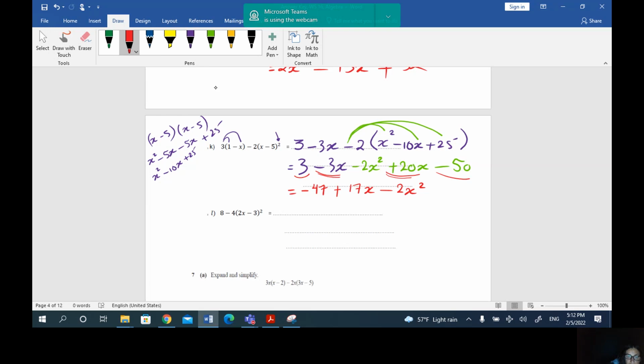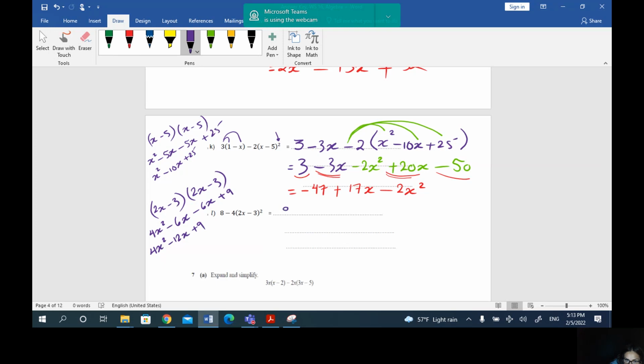Okay, now we're going to apply the exact same thing. 2x minus 3 all to the power of 2. 2x minus 3 to the power of 2, it means 2x minus 3 times 2x minus 3. Okay, 2x times 2x is 4x squared. 2x times negative 3 is minus 6x. Minus 3 times 2x is minus 6x. Minus 3 times minus 3 is plus 9. Now let's collect like terms. 4x squared, minus 6 minus 6 is minus 12x plus 9.